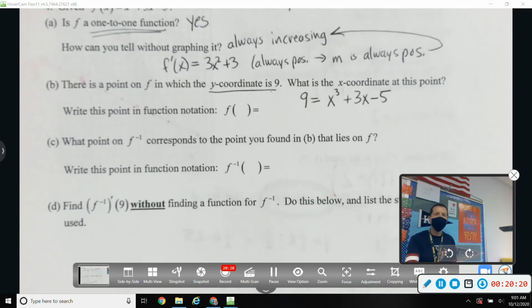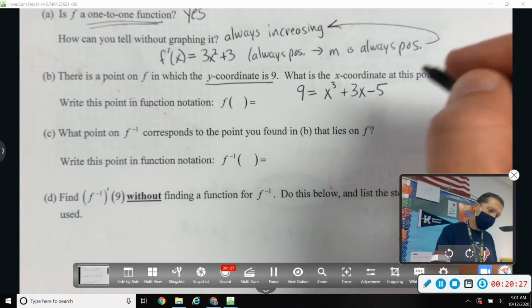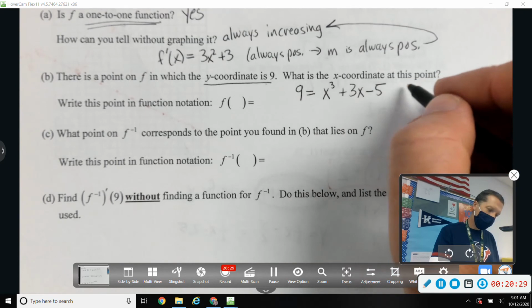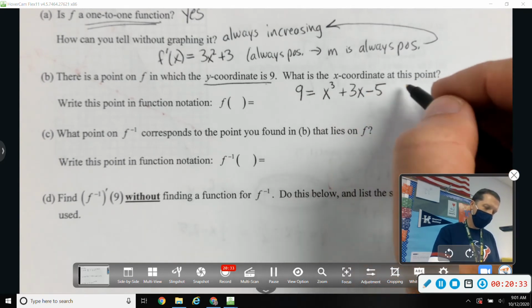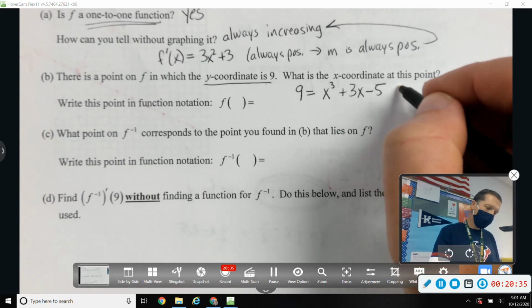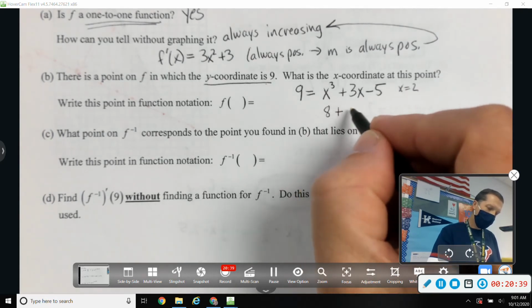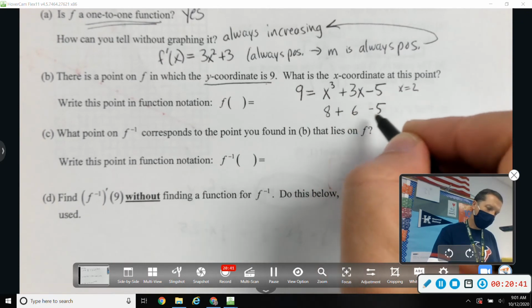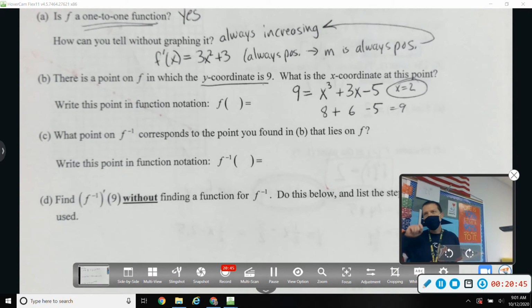That doesn't look like something I know how to solve. So it's a little bit of guess and check. If I try 1, 4 minus 5, that doesn't work. If I try 2, that would give me 8 plus 6 minus 5, that would be 9. So x equals 2.